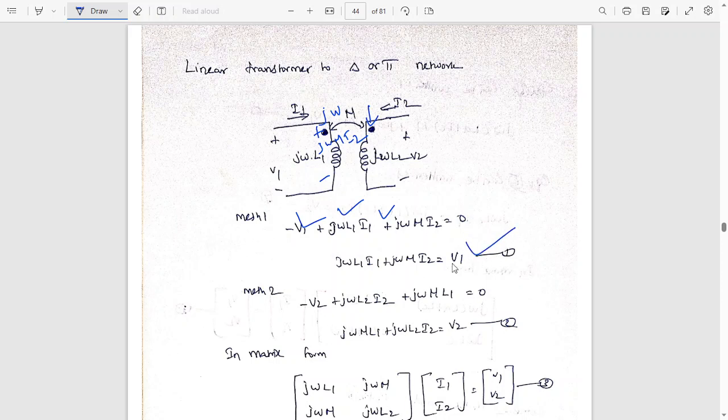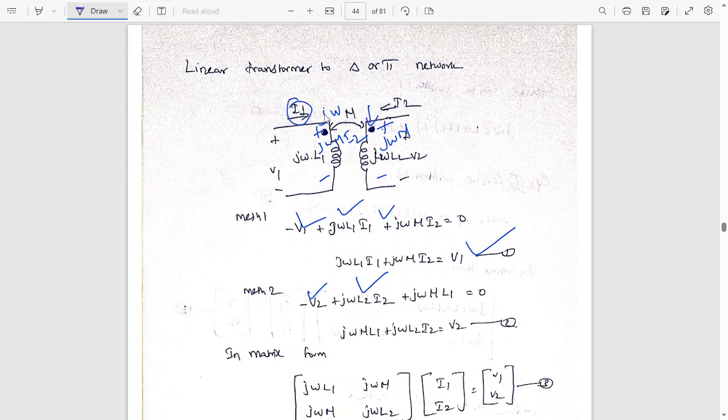I am rearranging and writing this equation, taking V1 to the right hand side. Apply KVL at mesh 2. We got minus V2, because the current I2 is entering negative and leaving positive, plus j omega L2 I2, which is the self-induced voltage, and then there is a mutual induced voltage due to the current I1. I1 is entering the dot, so the induced voltage is positive at the dot and negative here, and the induced voltage will be j omega M, the mutual inductance, multiplied by the current I1.